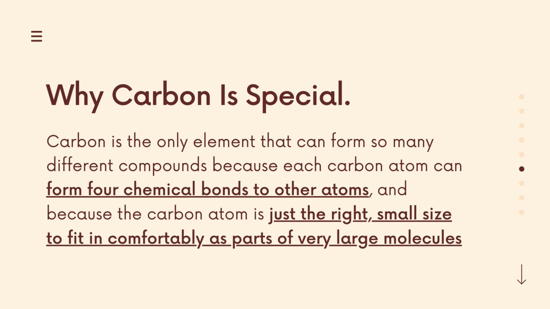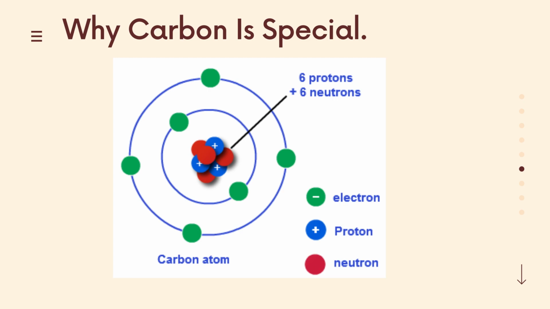So, why is carbon so special? Carbon is the only element that can form so many different compounds because each carbon atom can form four chemical bonds to other atoms. And because the carbon atom is just the right small size to fit in comfortably as parts of very large molecules. So in short, its size and its ability to form chemical bonds with other atoms, which means every carbon atom has 6 electrons. There are 2 electrons found in the inner orbit of the carbon atom, while the other 4 are outer electrons that are available for forming bonds with other atoms. In other words, there are 4 valence electrons. Okay?